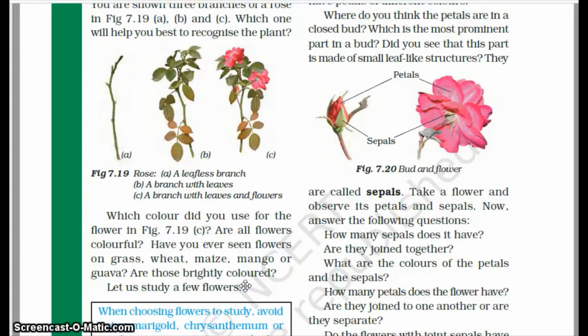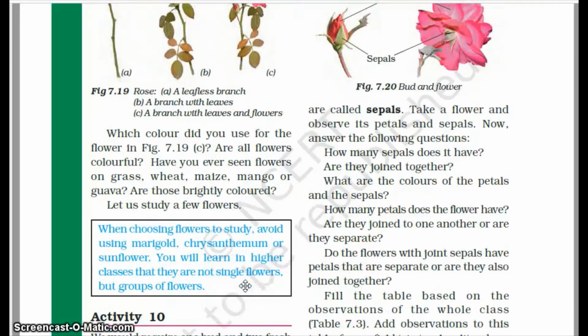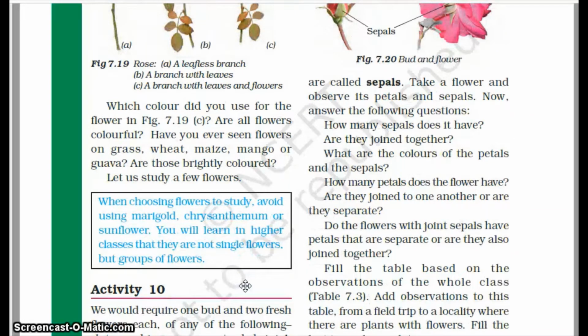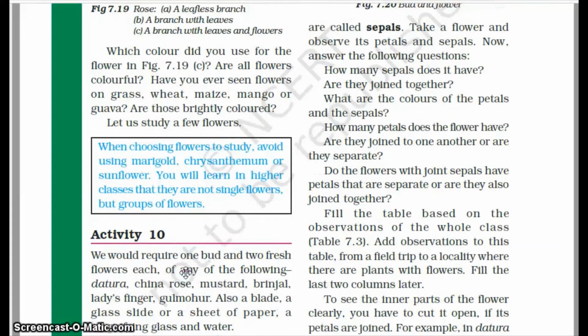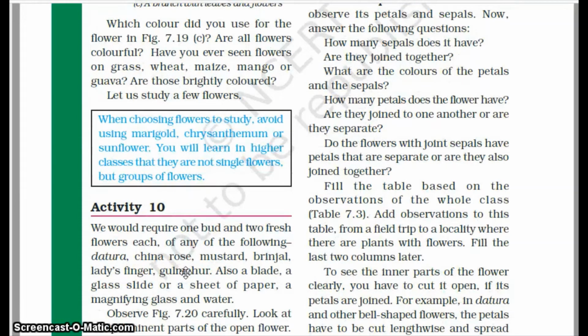And in this part, we will study about this variety. So for that, we will study a few flowers. But we will not take marigold, chrysanthemum or sunflower, because when you go to higher classes, you will study that these are not a single flower, they are a group of flowers. They are called inflorescence. A single flower like a rose or a hibiscus is a single flower, but a sunflower is a group of flowers. So we will not take that. You can take any of the flowers from your locality.